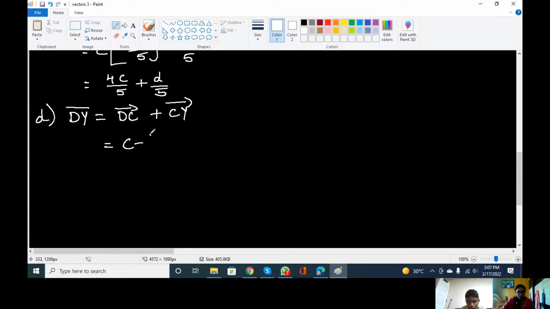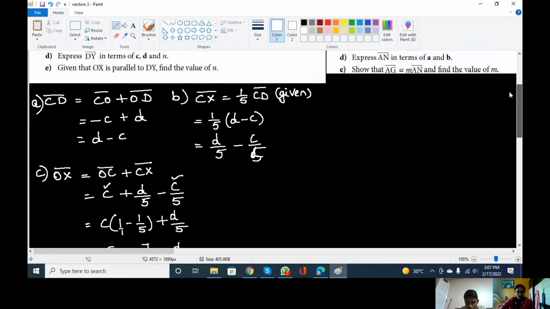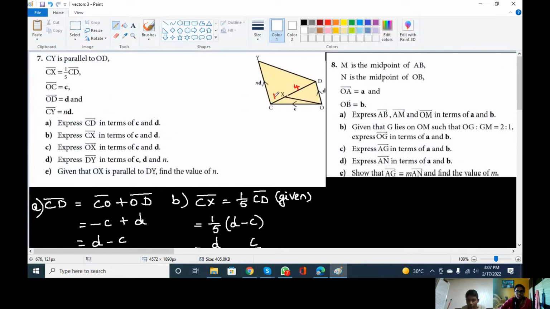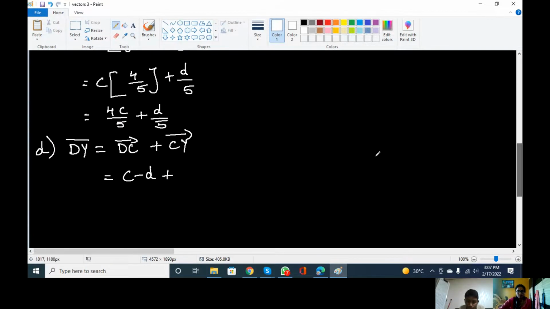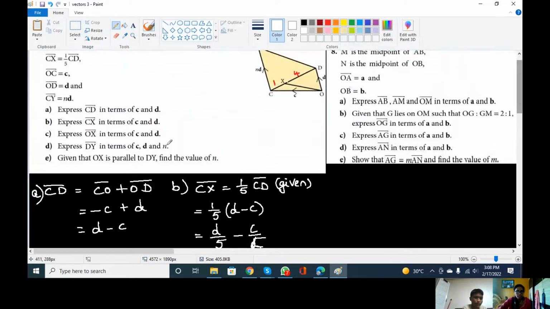So C minus D plus CY. Where is CY? It is given, n times D. So n times D. Okay. So here if you take D common, you can write C plus D times (n minus 1). Clear? Yeah. Okay.